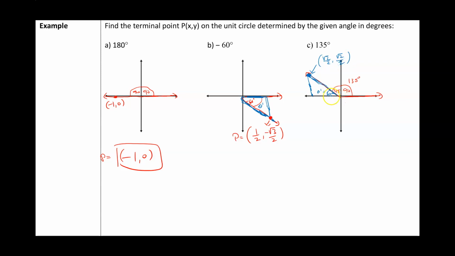However, the x value is negative, so it's going to be negative, and the y value is positive, so the y value will be positive. So our point P is going to be negative radical 2 over 2, comma, radical 2 over 2.